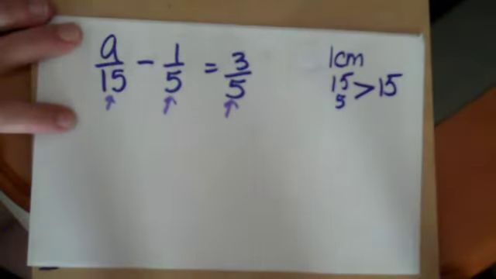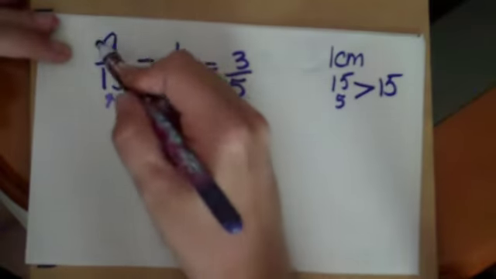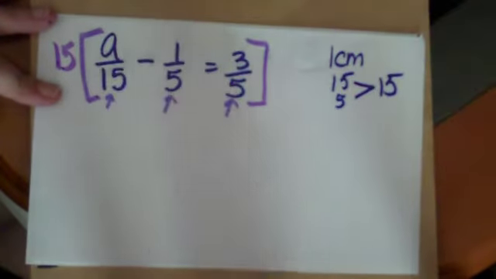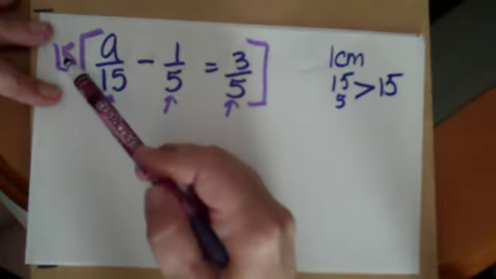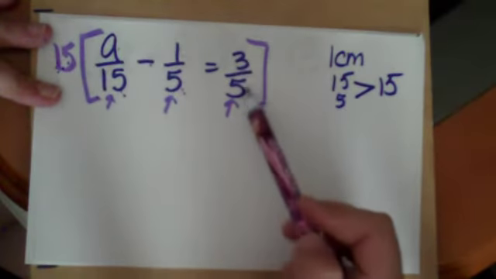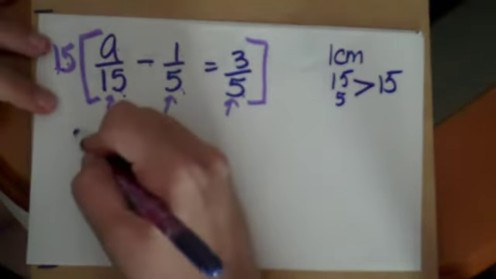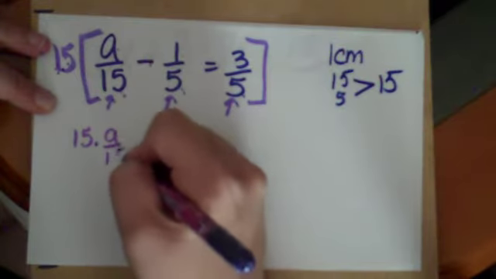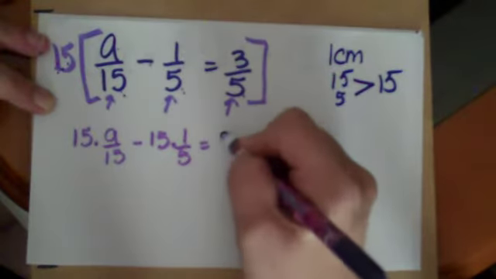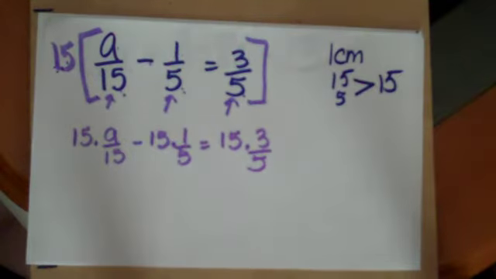Now, what we do is we take the entire equation, the whole thing, and we multiply every term in it by 15. That means we do 15 times A over 15, 15 times negative 1/5, 15 times 3/5. We multiply everything by 15. So we have 15 times A over 15, and 15 times 1/5, and then 15 times 3 over 5. You wouldn't have to write this normally, but I just want to show you what happens.